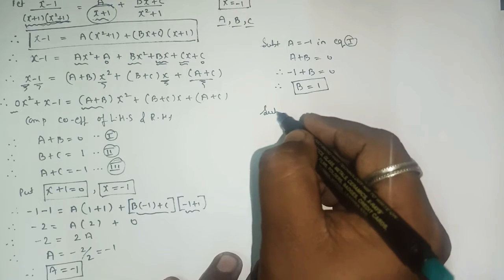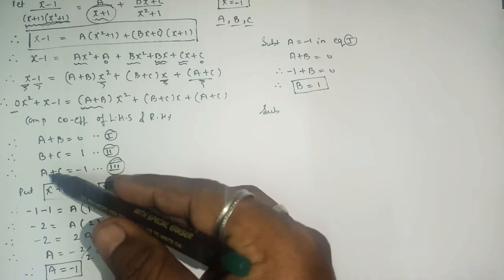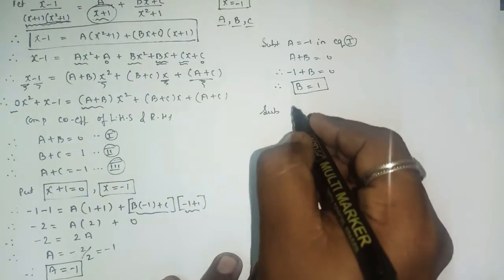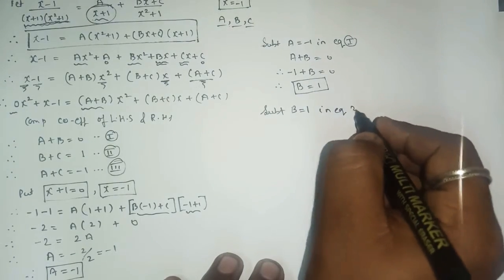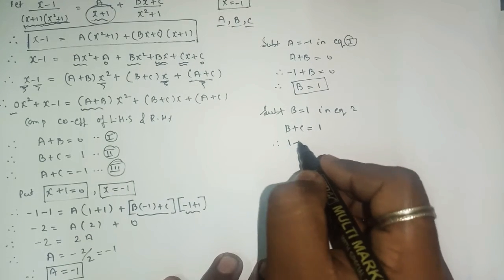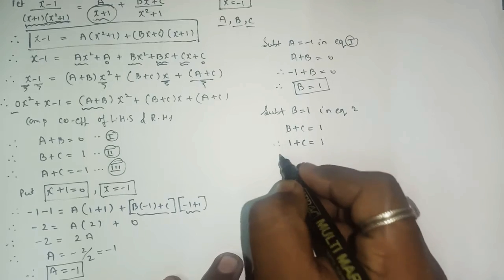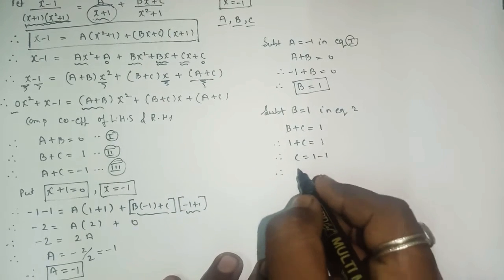Now we'll substitute the value of A or else B in equation number 2. So we'll substitute the value of B equals to 1 in equation number 2. So B plus C equals to 1. So therefore 1 plus C equals to 1. So therefore C will be equals to 1 minus 1. Yes or no? So therefore C is equals to 0.